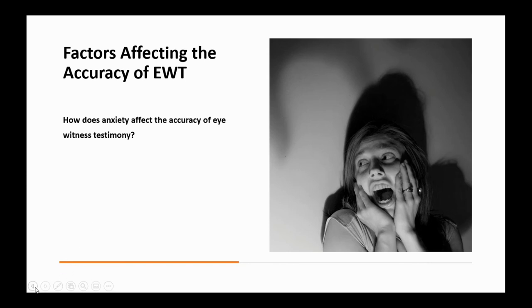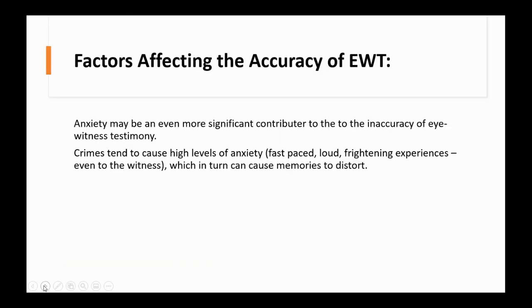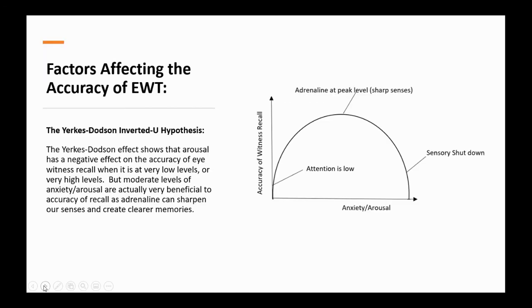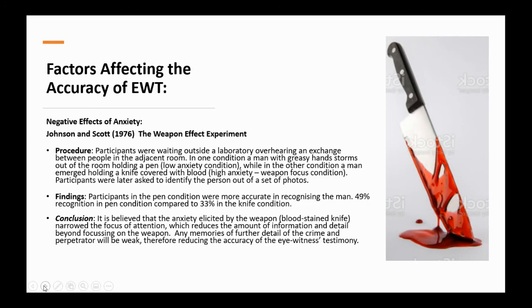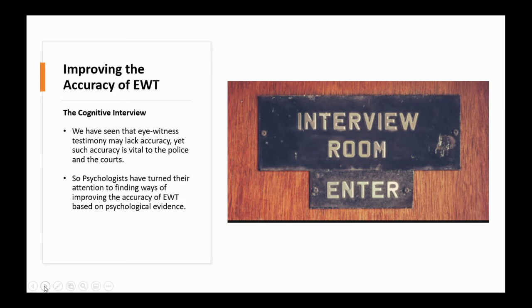Then we need to look at anxiety and how anxiety can affect the accuracy of eyewitness testimony. You can use the Yerkes-Dodson curve here to say that increased anxiety can reduce accuracy of eyewitness testimony. And then you've got the Johnson and Scott study that you can use to support this as well. And then we look at improving the accuracy of eyewitness testimony, which is the cognitive interview.